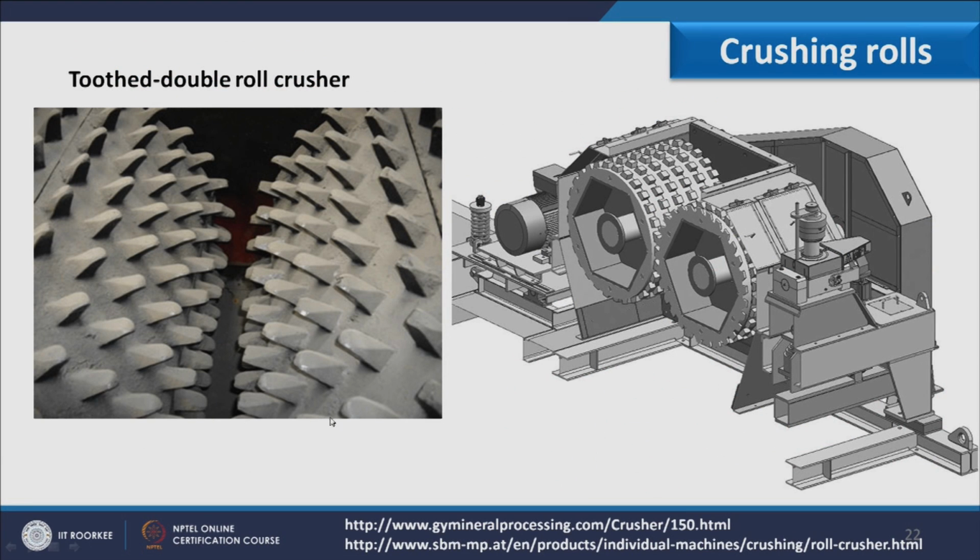particles. So here we have the photographic view of a toothed double roll crusher, where we have two rolls with teeth which assist in crushing when the material falls in between, but the disadvantage is that it cannot handle very large or very hard feed. This is another photograph of a crushing roll. If you want to study more about these, you can go through this link.